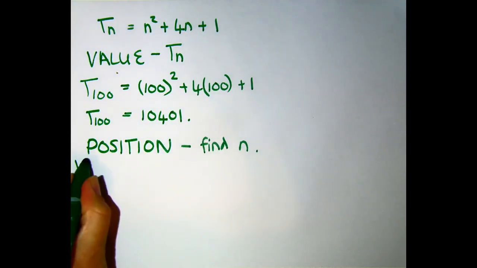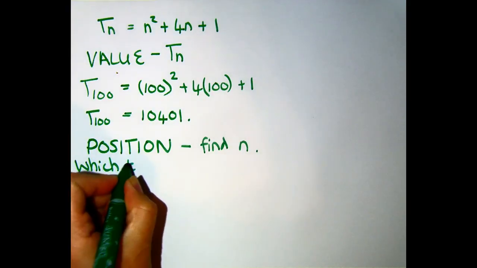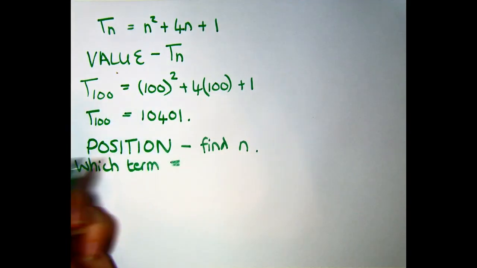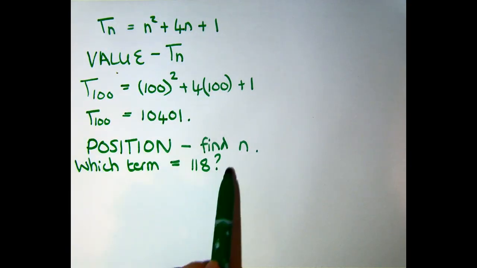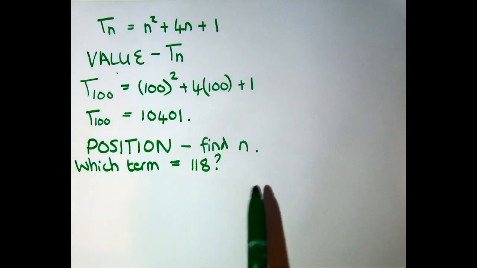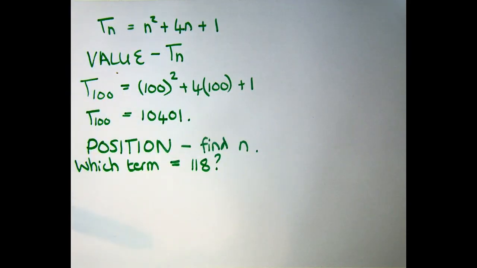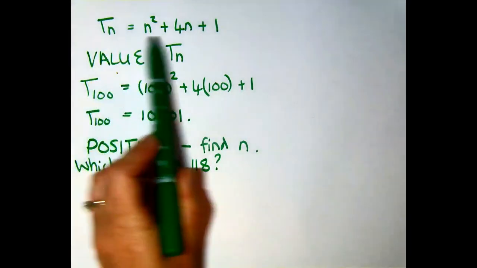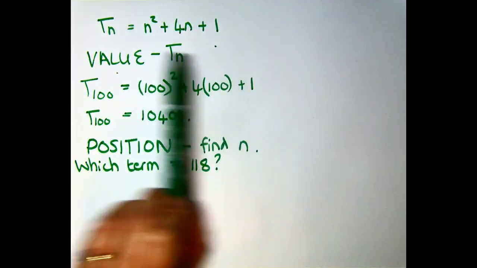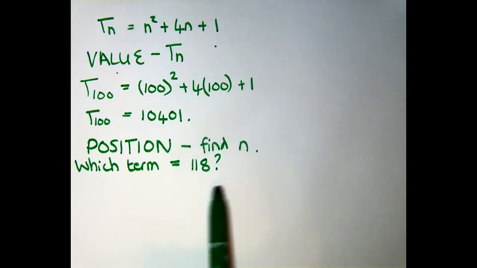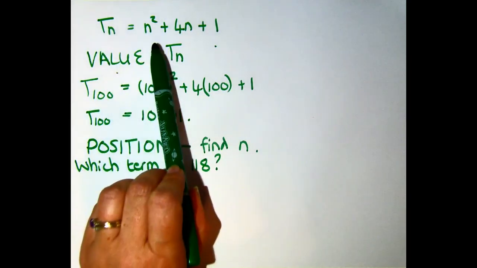These questions tend to have a phrasing commonality. They'll say which term is, for example, 118. There are other ways of asking this question. This one is the most common, and you can pretty much know you're finding N when they give you a number that is in the actual sequence. Then what they're asking for is the only other thing they can ask for, which is N. So if I say which term is that, I go back to my formula and I write that down. And I know that they're telling me that the whole term has a value of 118. So that gets subbed into my Tn so that I can find the N.